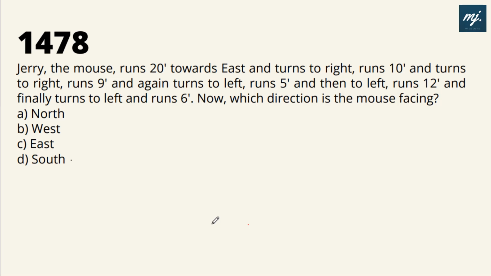Okay, now we have Jerry the mouse, and let's see what's happening with him. North, south, west, east. Jerry the mouse runs 20 towards east. This is the starting point, towards east, 20. Turns right. Right means now turning towards south, runs 10. And turns to right again. Now if he is heading towards south, right means my left, runs 9.